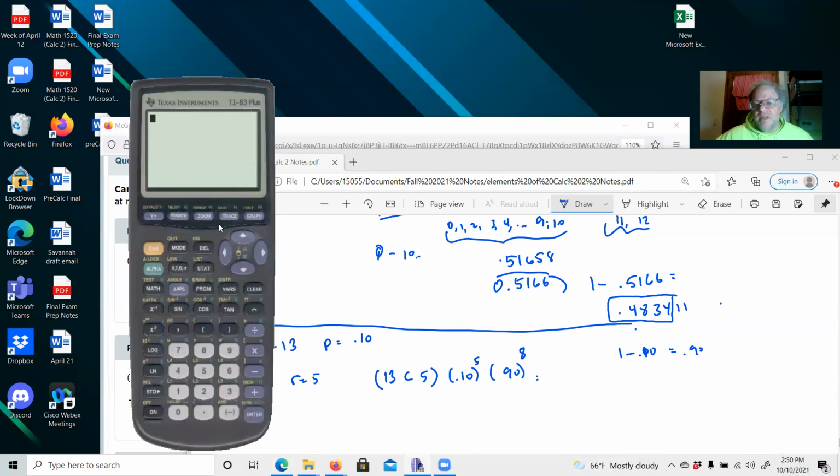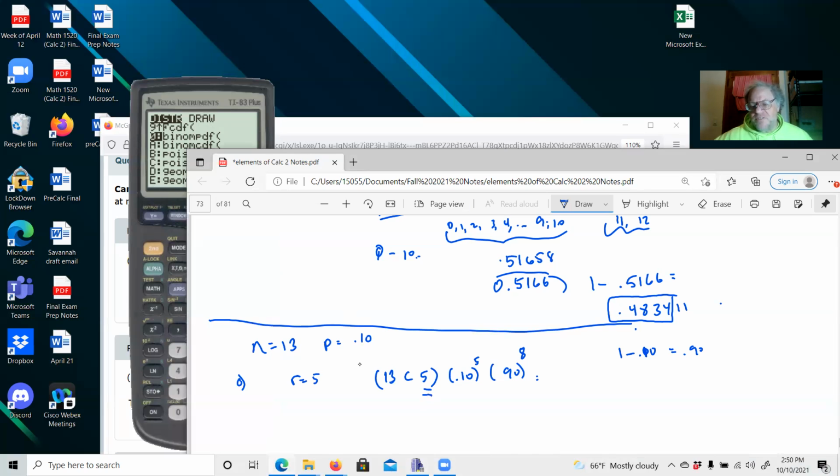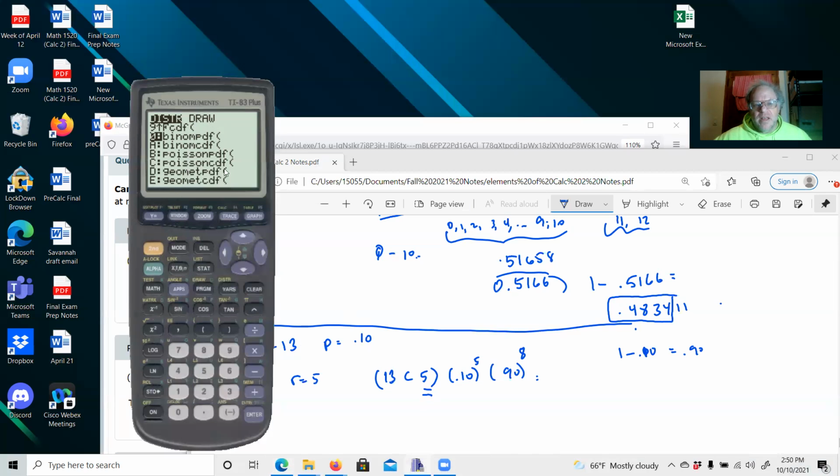As a matter of fact, let's go through and calculate that. So we're going to go to distributions. We want the PDF because we are interested in a particular value, specifically the 5th one. Okay, so PDF, so we're going to type in 13 trials. We have a success rate of 0.10, okay? And we want to know what's the probability that exactly 5 of them pass, or 5 of them fail, rather.